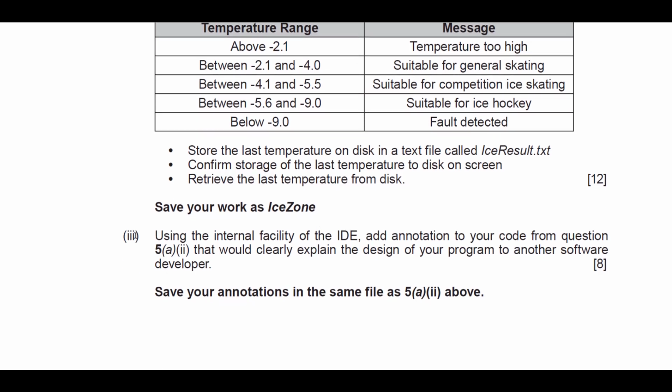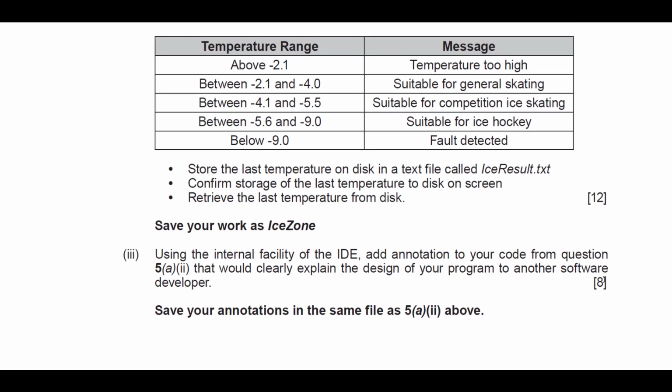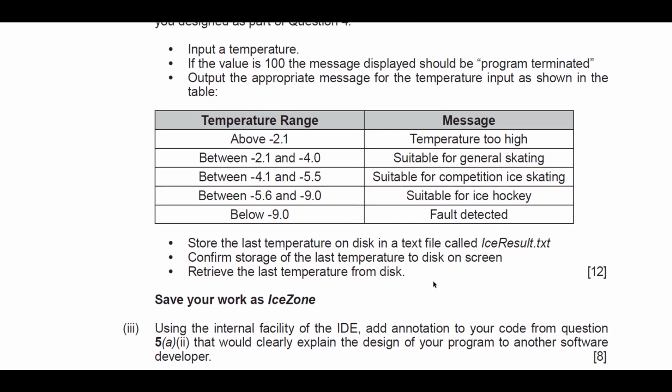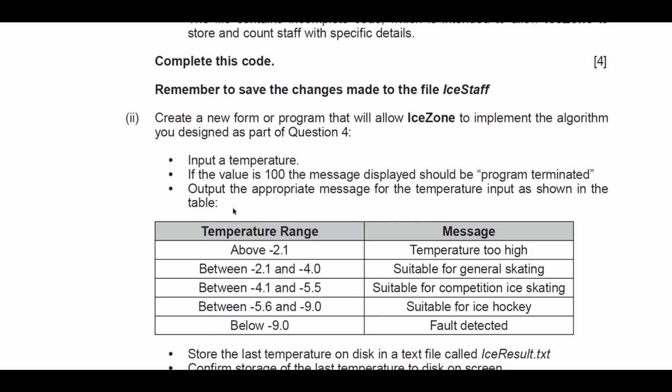And then if we just look at this next one, using the internal facility of the IDE, add annotation to your code from question AII that would clearly explain the design of your program to another software developer. Save your annotations in the same file as 5AII above. And that's worth 8 marks for annotation. So we can do these together for a total of 20 marks. So basically all we've got to do is program our pseudocode from question 4. So let's jump straight in then.